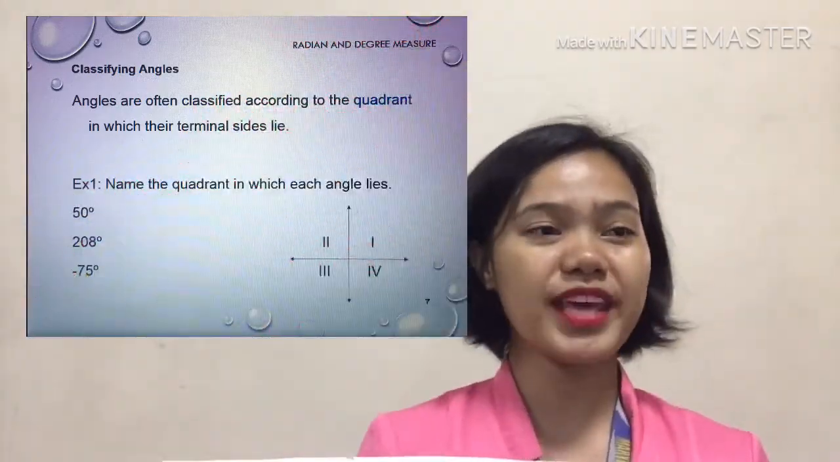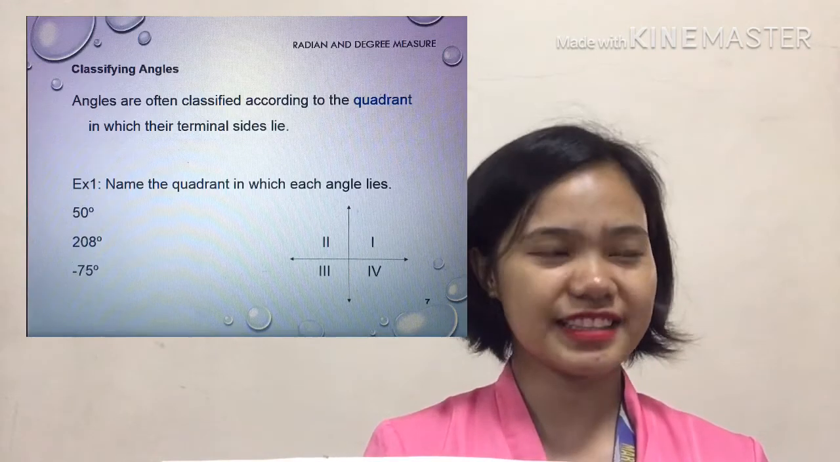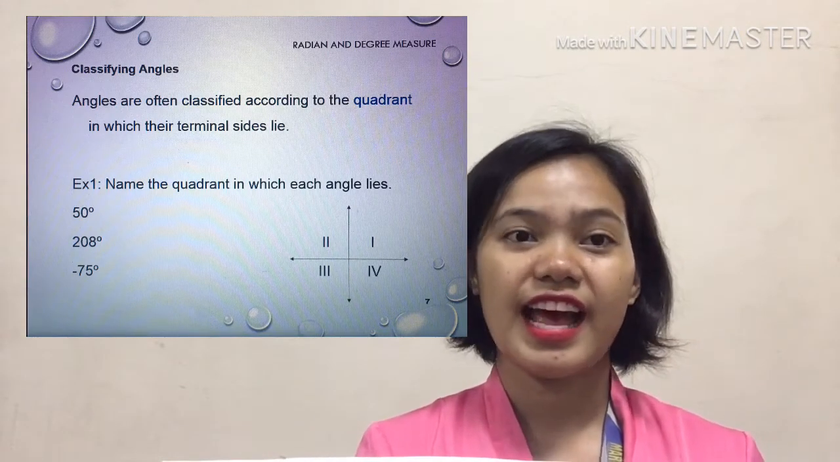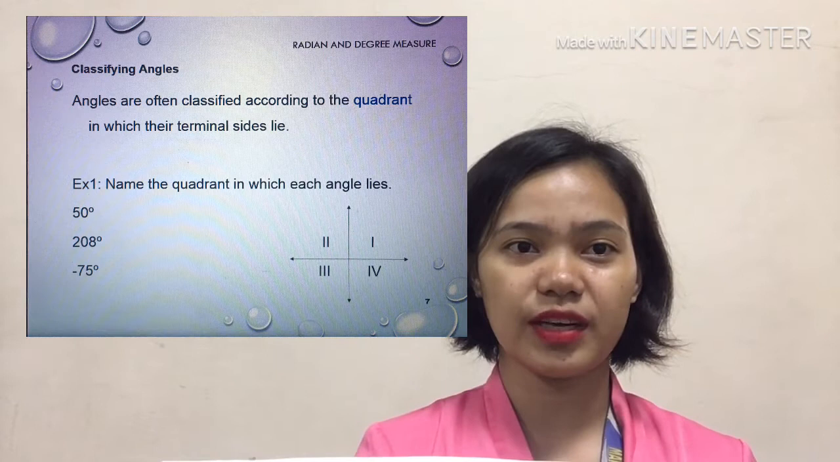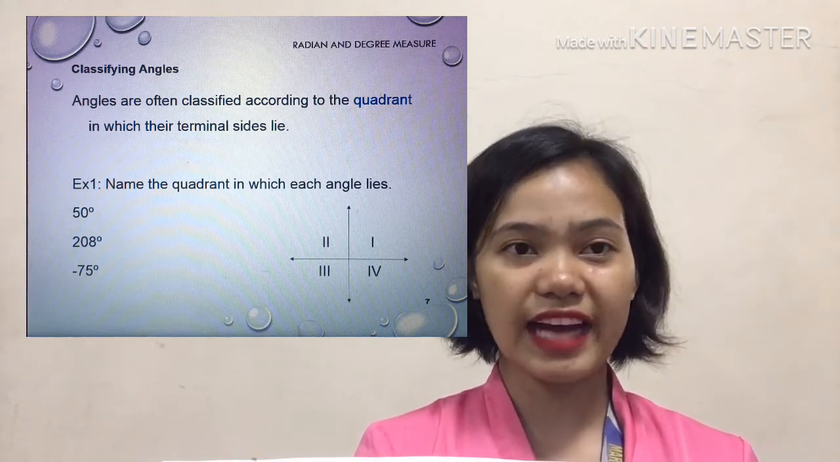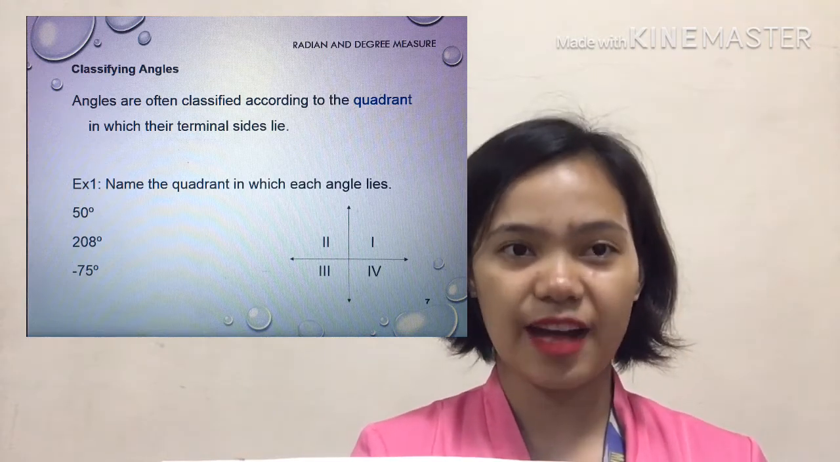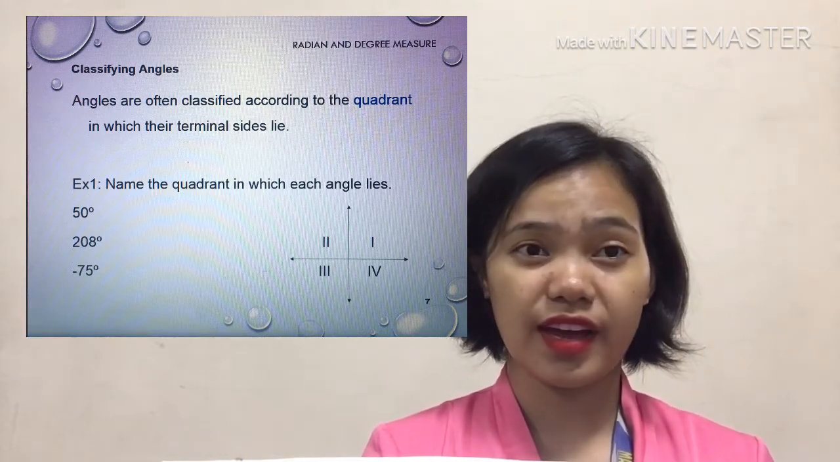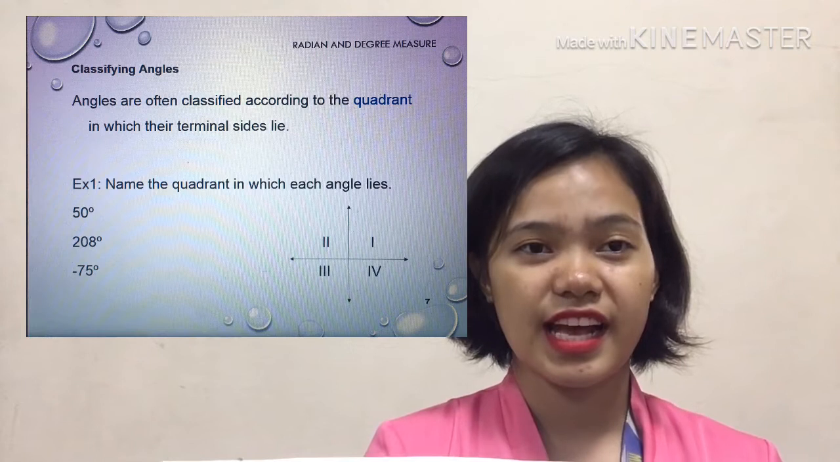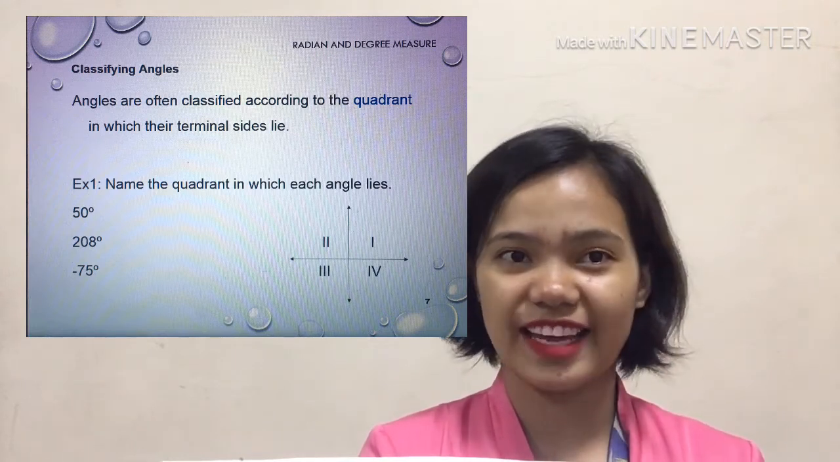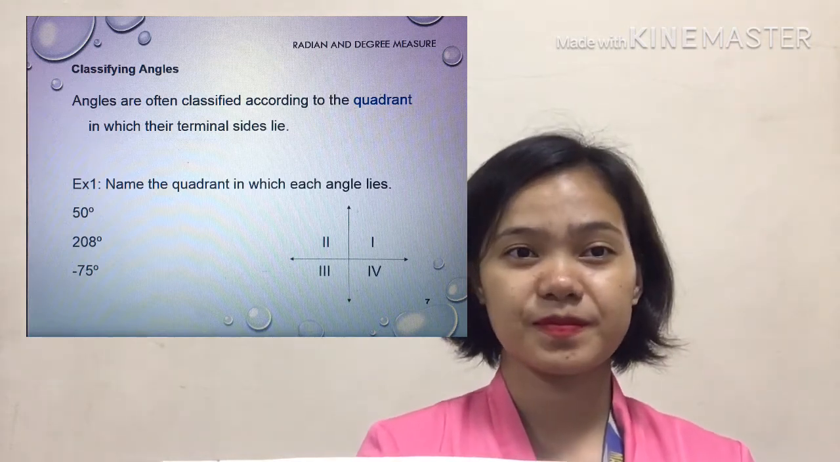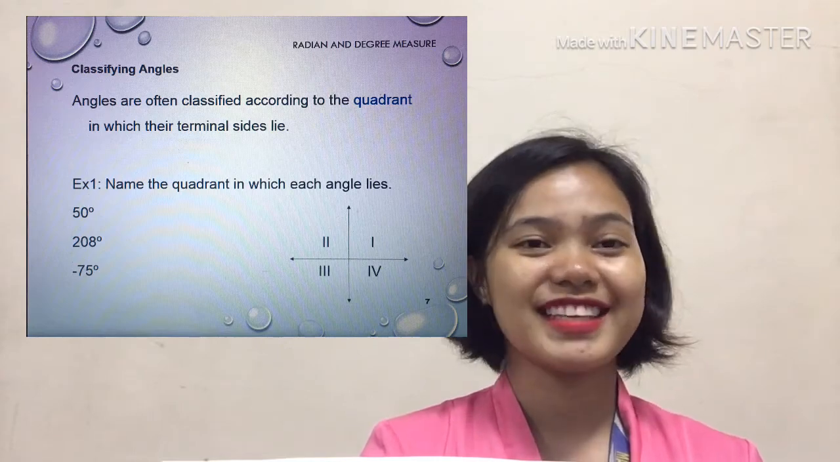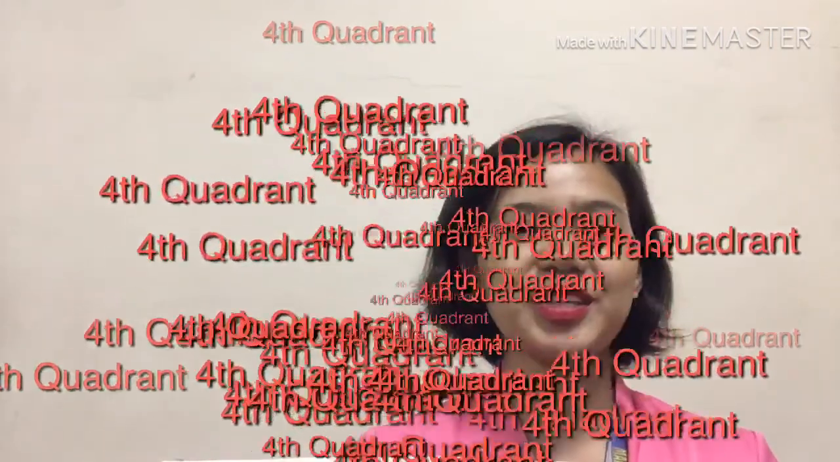And the last one, we have the negative 75 degrees. Now, going back to what we learned a while ago, negative angles are angles having the direction clockwise. So in which quadrant does this lie? Yes, you are correct. On fourth quadrant.